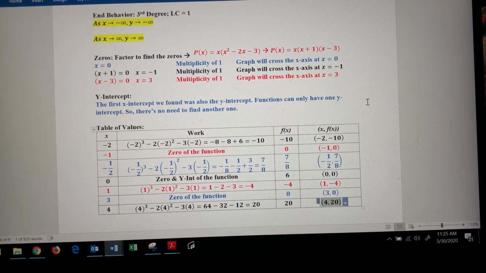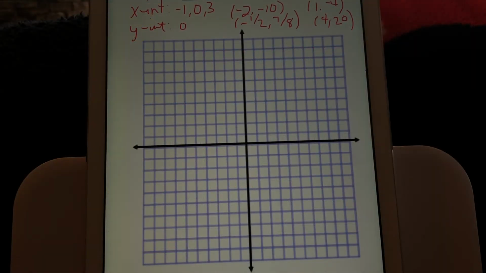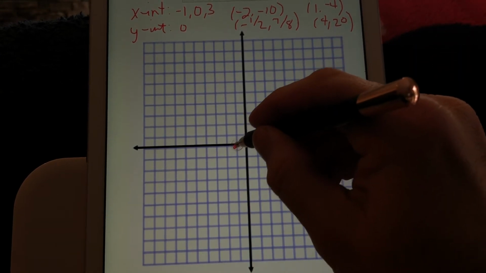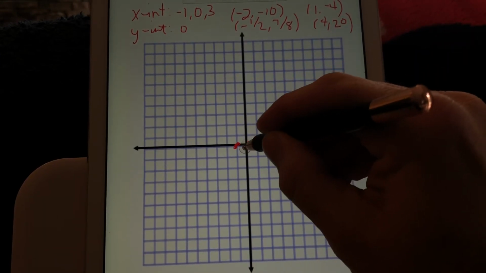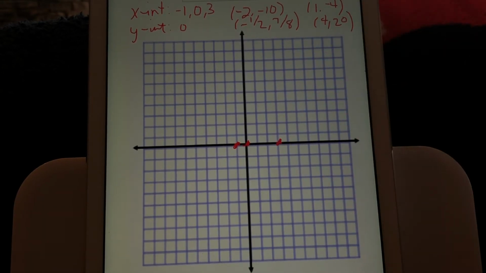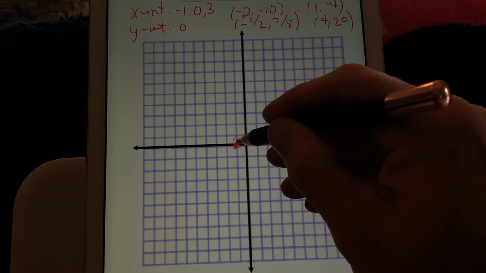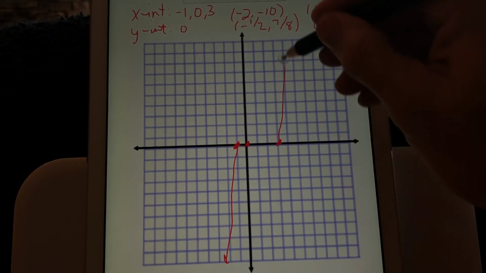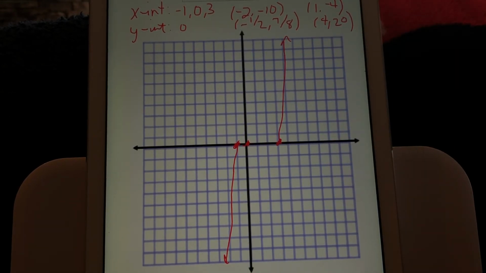Let's look at how to graph though. We're going to plot those points and take a look at what that graph looks like. To graph this function, we've got our zeros at -1, 0, and +3. Our y-intercept was at the origin as well. We know our end behavior, (-2, -10) is going to go like this, and over here we're going to go like that.